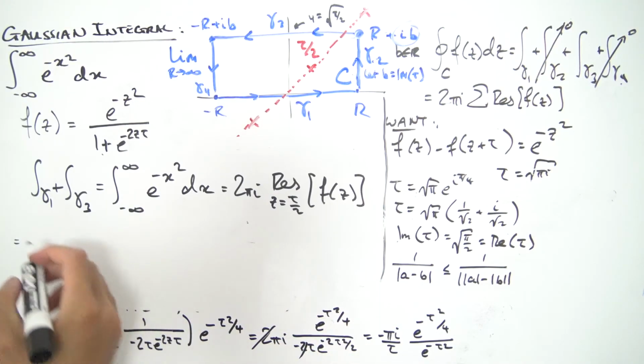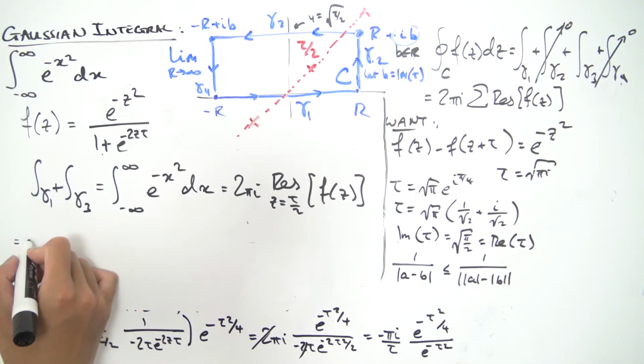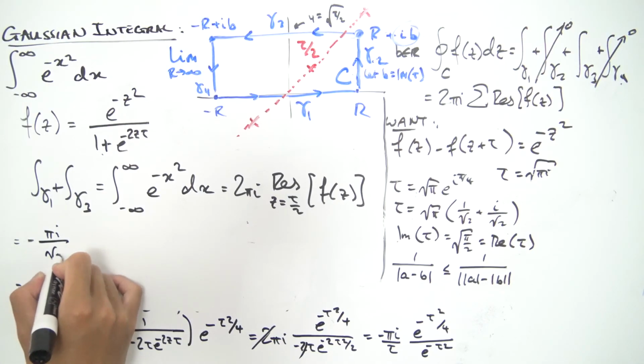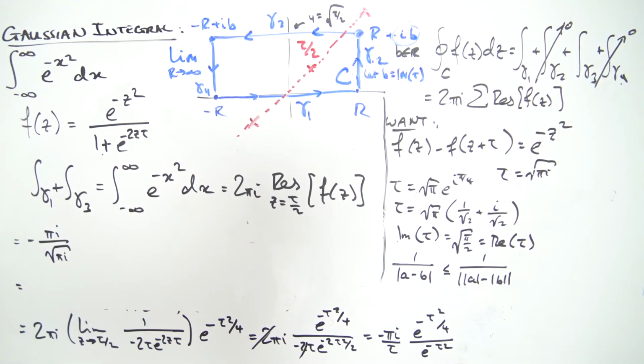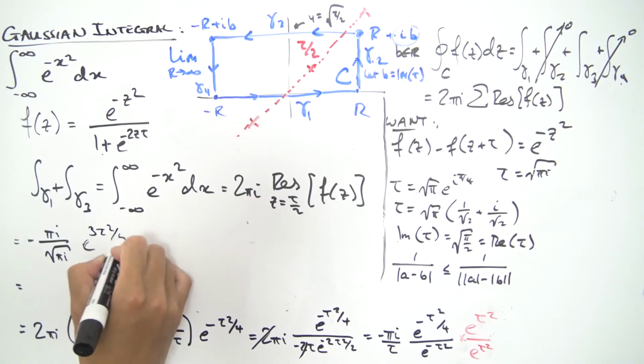So now this is equal to, let's see, remember tau was the square root of pi times i. So we're going to get minus pi times i divided by the square root of pi times i. This is getting a little bit more Gaussian here, and let's see what we have over here. Let's multiply the top and the bottom by e to the tau squared. So e to the tau squared, e to the tau squared. These two will cancel out because their exponents are negatives of each other. And let's see what we have over here. Tau squared minus tau squared over 4. That's going to give us e to the 3 tau squared over 4.